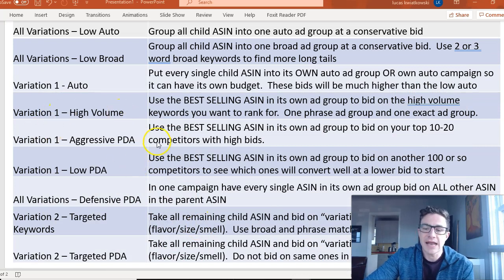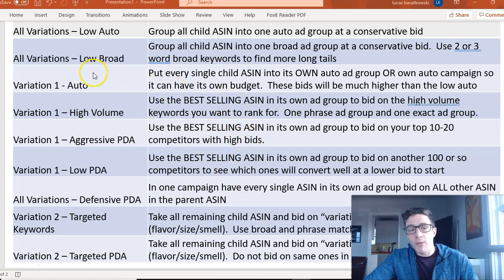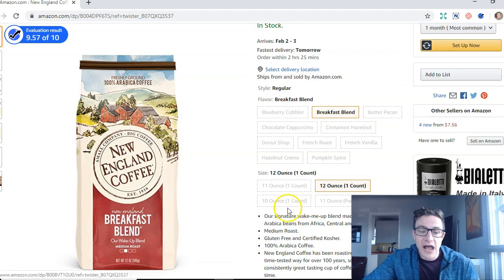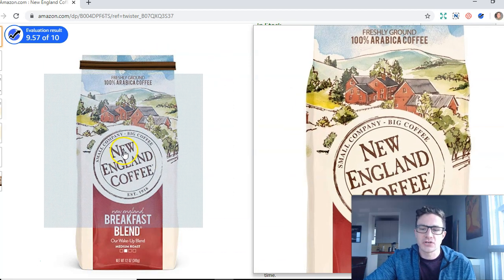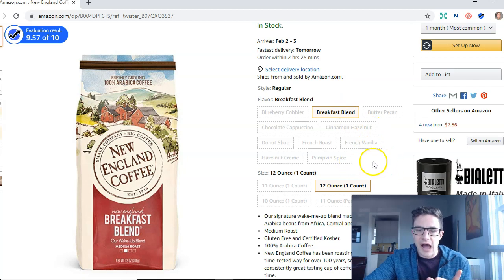Okay, so coming back into this now. The secret with PPC for variation listings is the best selling ASIN. People think that they always need to group all of the ASINs into every single campaign that they do. But when I was searching, this breakfast blend was the best seller. I typed in ground coffee, and this one came up in search results. So obviously it's kind of the most generic flavor. It's the most common one.